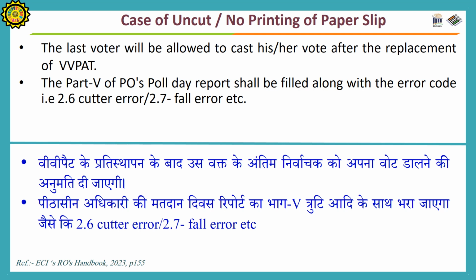Part 5 of the presiding officer's poll day report shall be filled along with the error code, that is, 2.6 cut error or 2.7 fall error, etc.